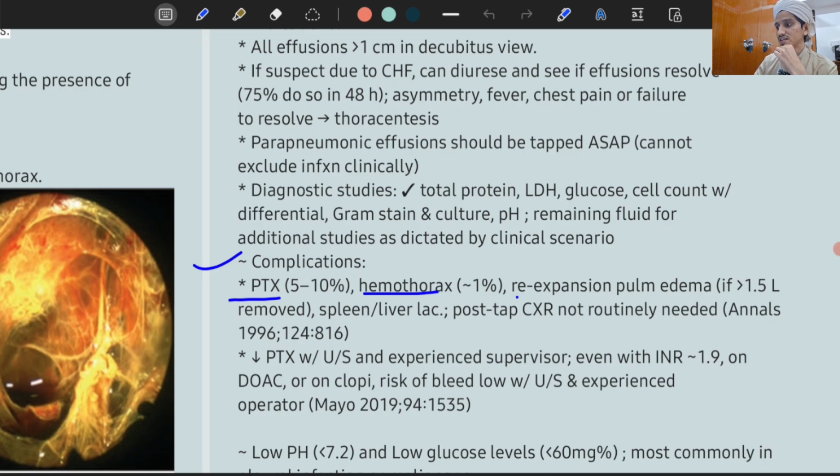There can be re-expansion pulmonary edema. If more than 1.5 liters of fluid is removed at a time, then there can be re-expansion pulmonary edema. Okay, and because of the procedure, there is a chance of laceration of spleen if you don't do the procedure rightly, or laceration of liver. Post tapping chest X-ray not routinely needed. Okay, so these are all references which are given here.